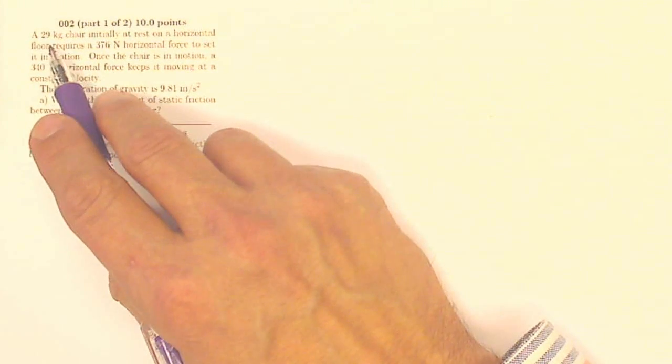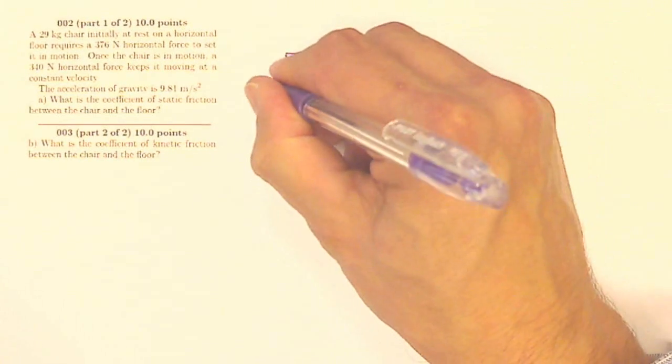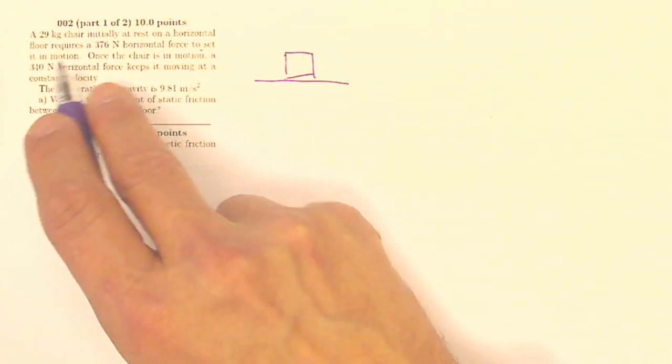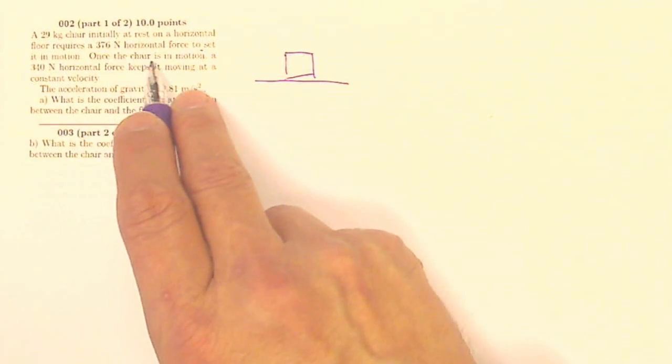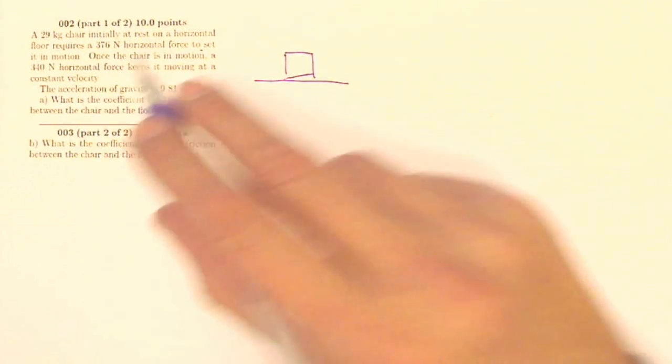It says a 29-kilogram chair initially at rest on a horizontal floor, so let me draw that. Here's my chair. I know it doesn't look much like a chair, but I don't care. It requires a 376 Newton horizontal force to set it in motion. Once the chair is in motion, a 340 Newton horizontal force keeps it moving at a constant velocity.